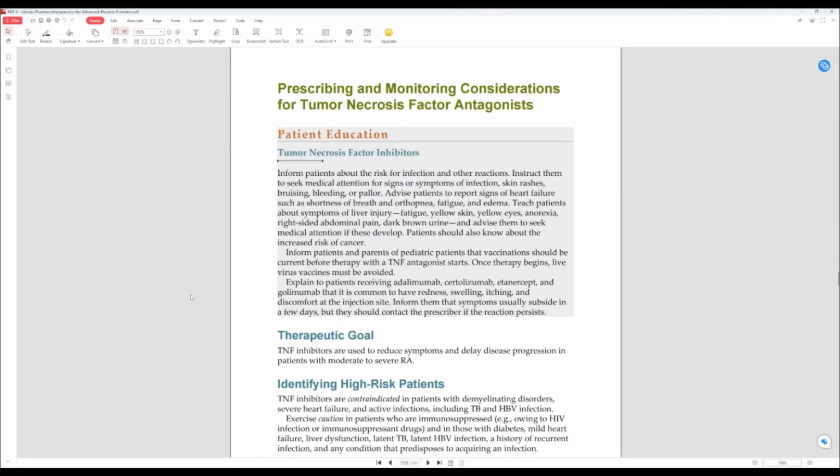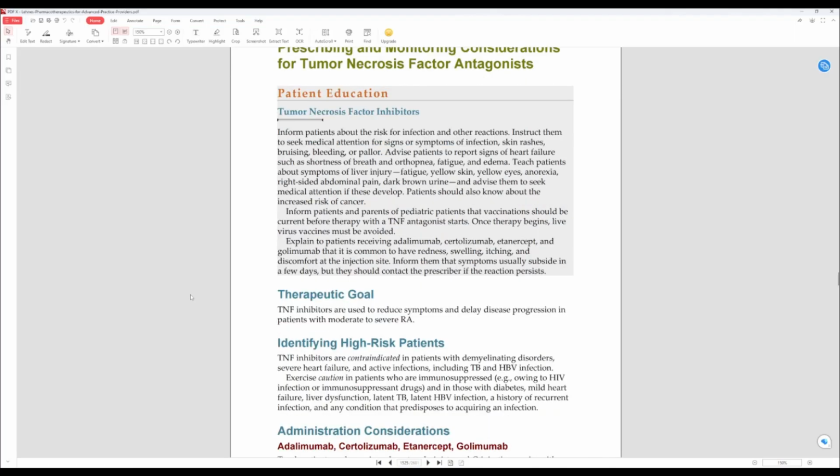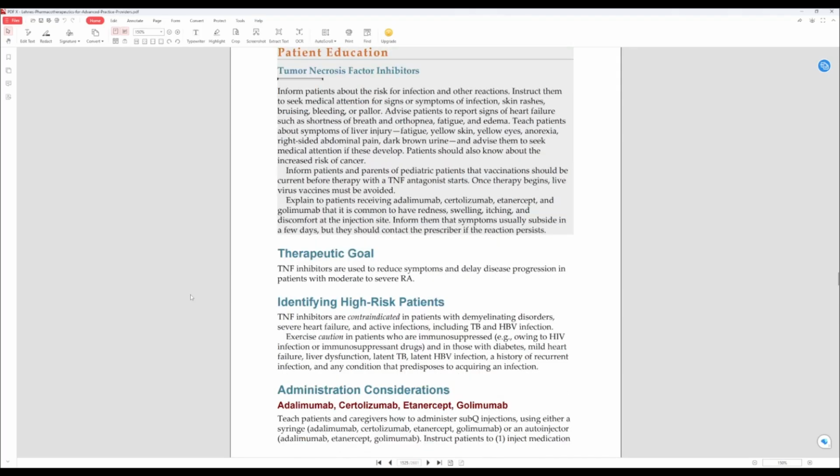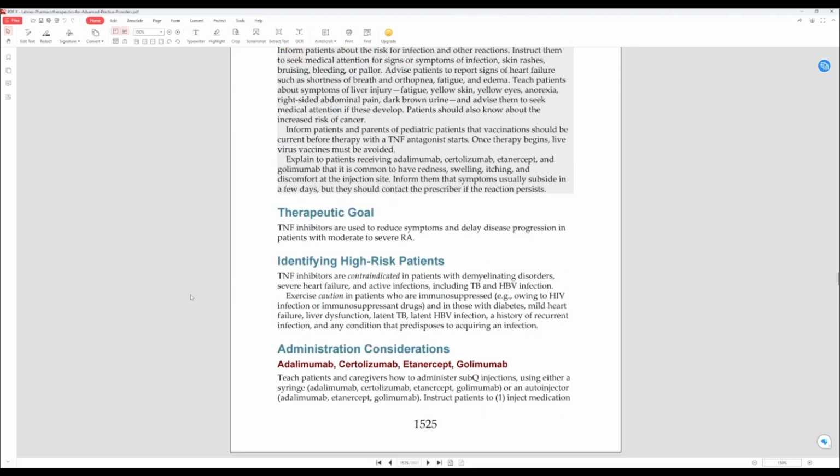Which brings us to the prescribing and monitoring considerations for TNF antagonists. Patient education. Here's an excellent spot to hit pause so you can review some of the patient education that you would want to give your patients in regards to TNF inhibitors. For the most part, it'll talk about seeking medical attention if there are symptoms of infection, skin rashes, bruising, bleeding, or pallor, heart failure, liver failure, things along that nature.